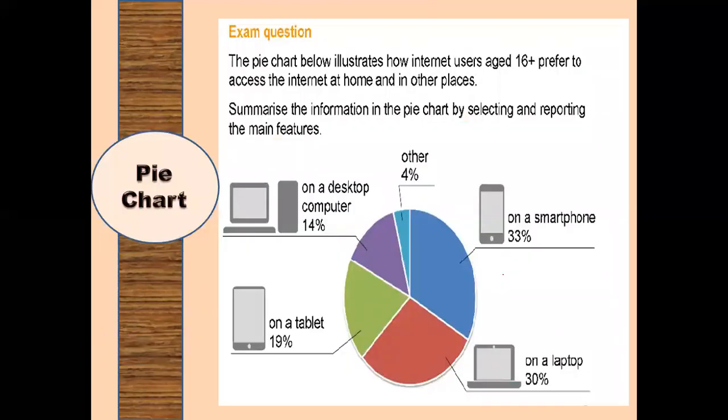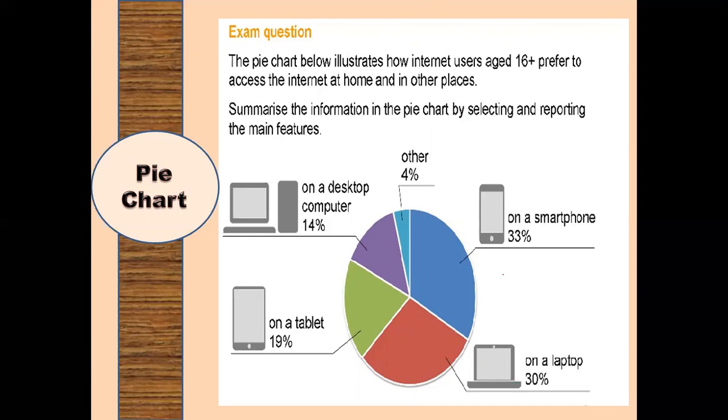Now comes to the pie chart. Here I have one question. The pie chart below illustrates how internet users age 16 above prefer to access the internet at home and in other places. Summarize the information in the pie chart by selecting and reporting the main features.